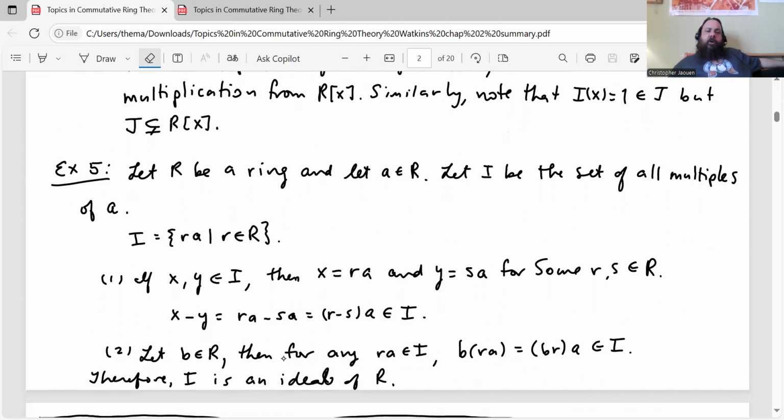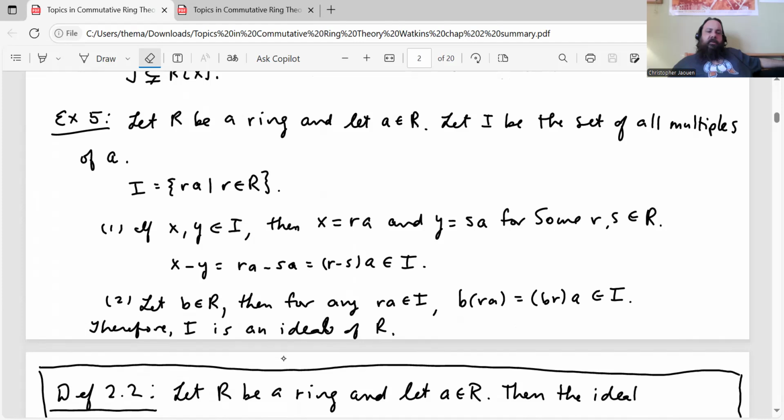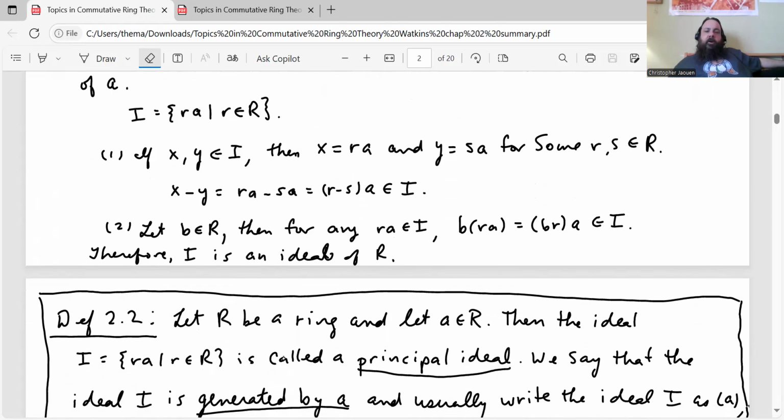Right, example 5. Let R be a ring and let a be in R, let I be the set of all multiples of a. Then here we're looking at an ideal that looks like this, and we can prove that it's an ideal. If x, y are elements of I, then x equals ra, y equals sa for some r, s in R. Then if we look at their difference, notice that we get a multiple of a, which shows that it's an element of I. And then two, let b be an element of R. Then for any ra in I, b times ra equals br times a. Notice that's a multiple of a, which means it's an element of I.